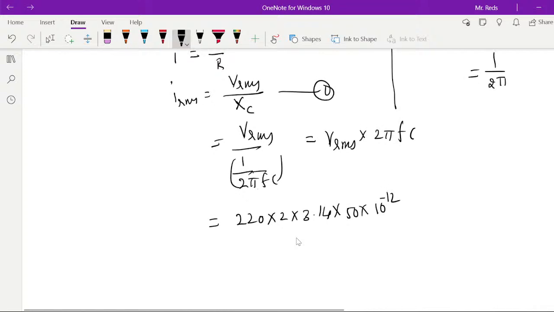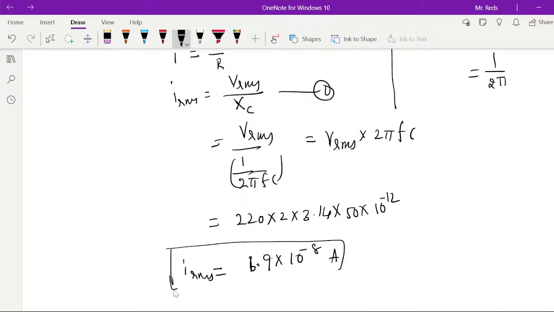Simplify this. If you simplify this, you will get approximately 6.9 into 10 to the power minus 8. What you are finding is IRMS. IRMS is equal to 6.9 into 10 to the power minus 8. So I am simplifying all this. 50 into 2 becomes 100. And by simplifying with all the other zeros, you will get 6.9 into 10 to the power minus 8 ampere. When you connect to this RMS potential voltage, you will get an RMS current of this much.